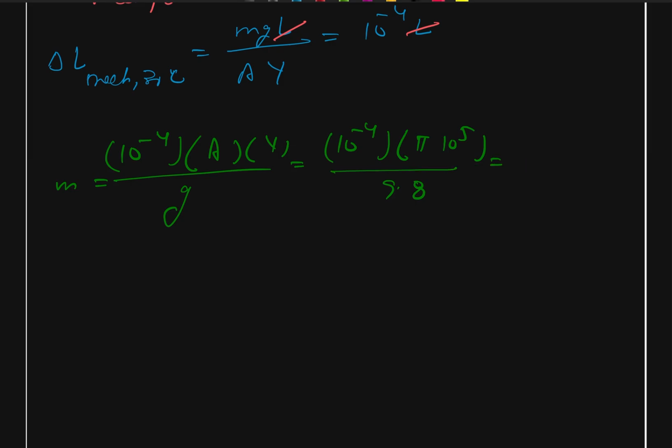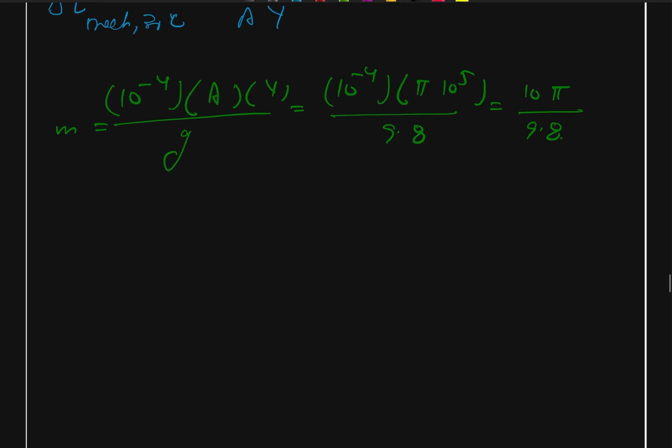This will be equal to 10 pi divided by 9.8. So we get that our mass will be approximately equal to 3.20 kg. Okay, we can approximate it as 3 kg.